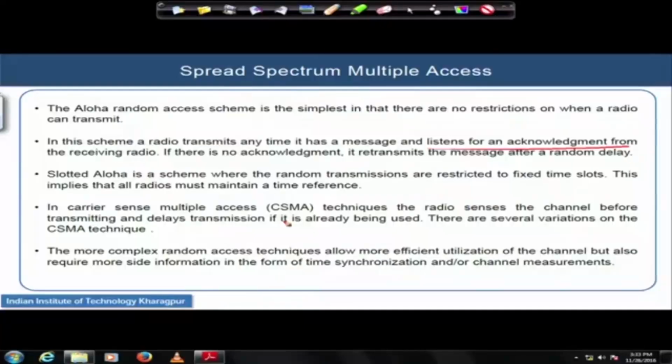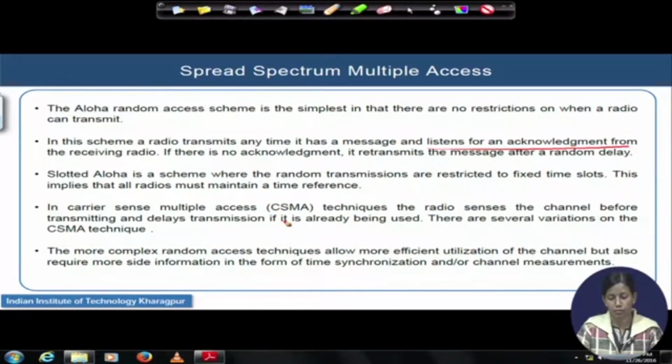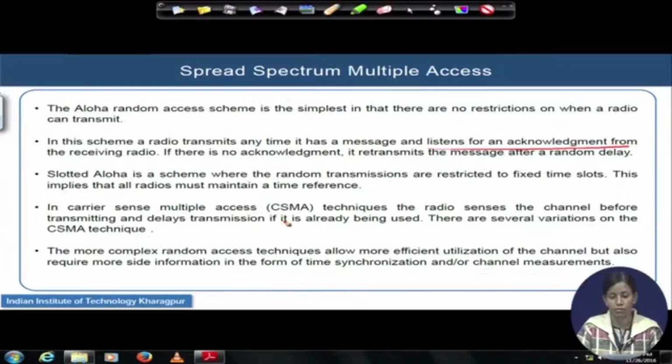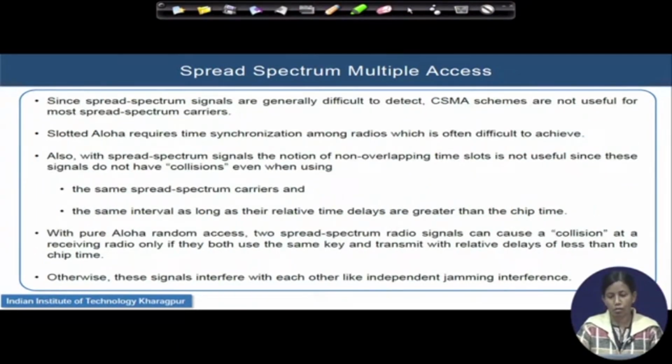More complex random access techniques can also be allowed apart from CSMA, and they improve the utilization of the channel. But remember, better utilization means you have to have better channel state information or side information, a prior information about the condition of the channel. And that extra information required to describe the condition of the channel is not bandwidth efficient communication, I should say. So that is a call on how complicated a scheme you wish to go ahead with.